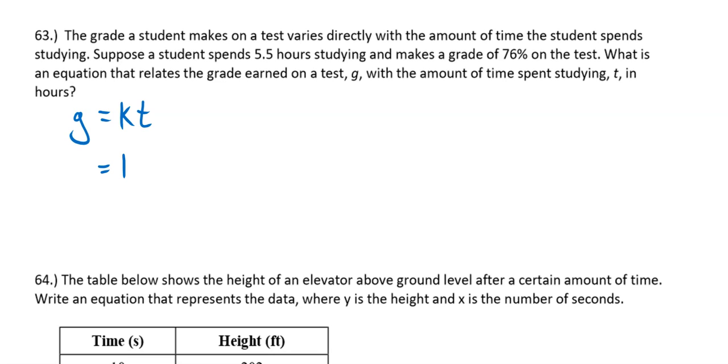So if I plug away on this, it said 5.5 hours gave you a score of 76%. So now I can solve for k. I can find that constant of variation. So I divide each side.